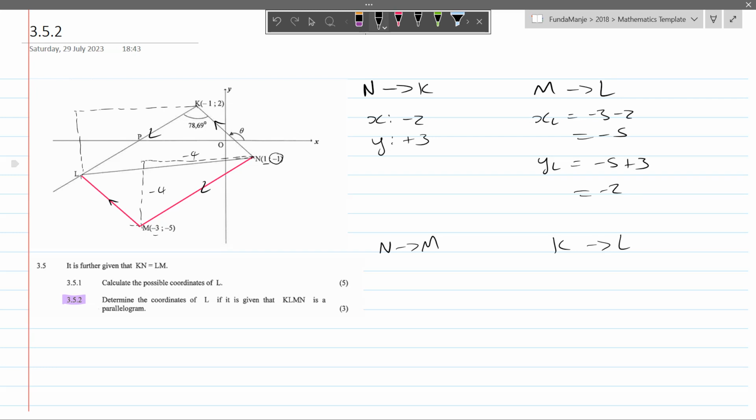Do you see that these triangles are kind of identical? So minus 4 and minus 4. So x of L will be minus 1 minus 4, that gives us minus 5. And then y of L would be 2 minus 4, which would give us minus 2. Therefore, the coordinates are still minus 5, minus 2, just like they were before.